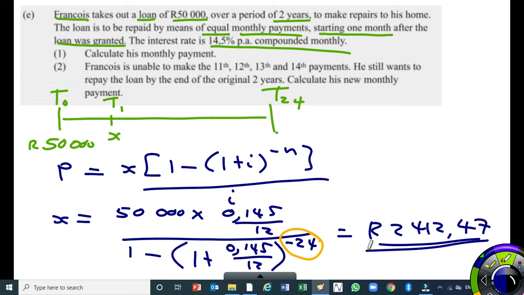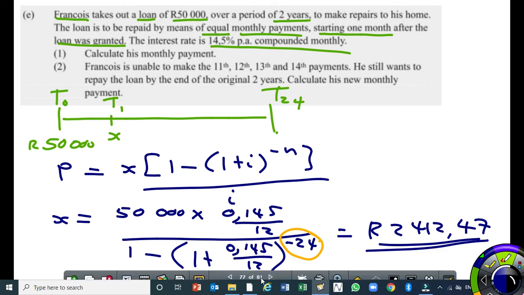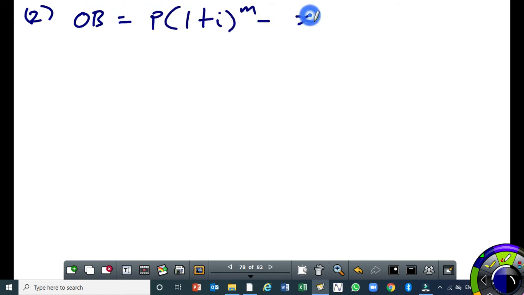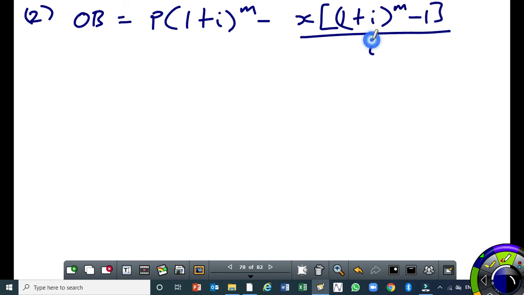So M is going to be 10. Let me move on to the next page. To do that question, the first thing is to write my formula for outstanding balance. This is the formula. At this stage, I'm using the X that I got in the first part of the question to calculate the outstanding balance after the 10th payment. So this will be 1 plus I raised to the power of M minus 1, all over I.